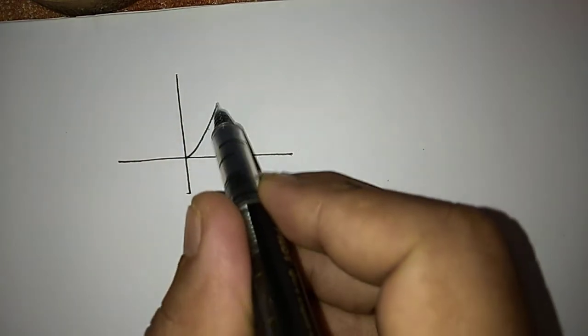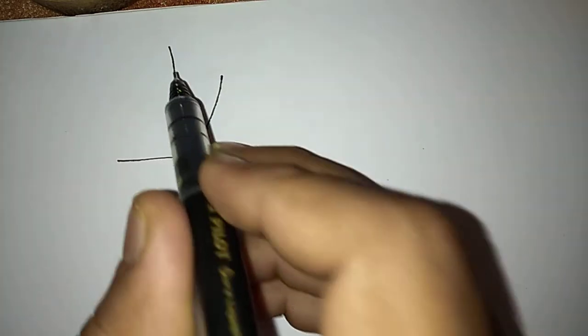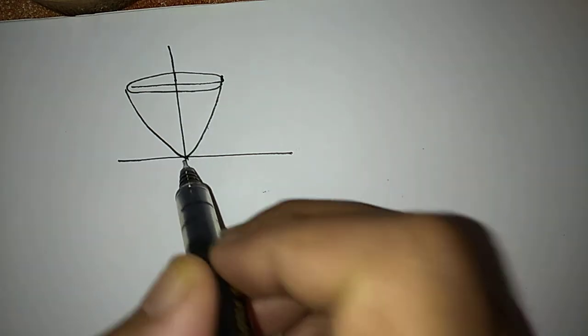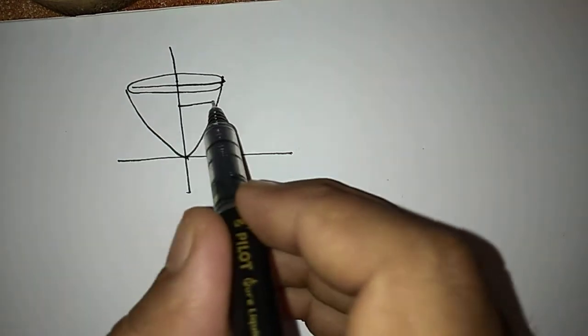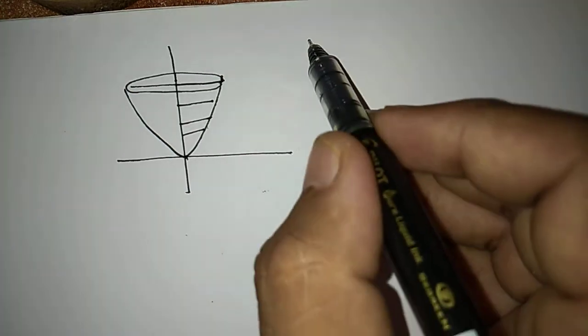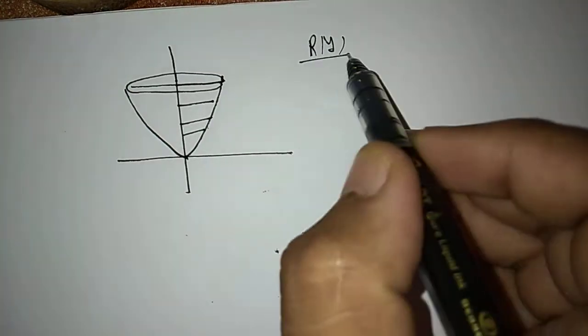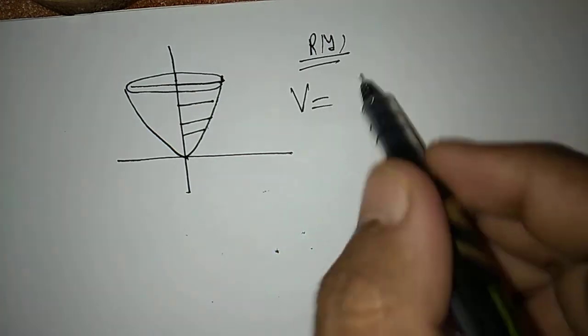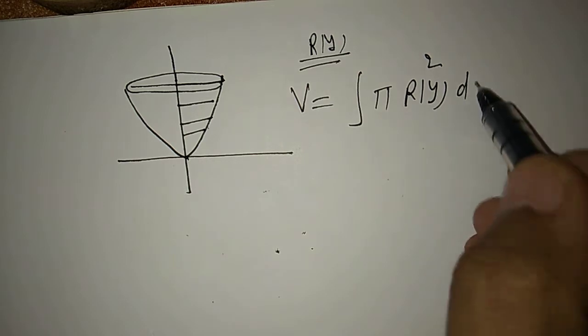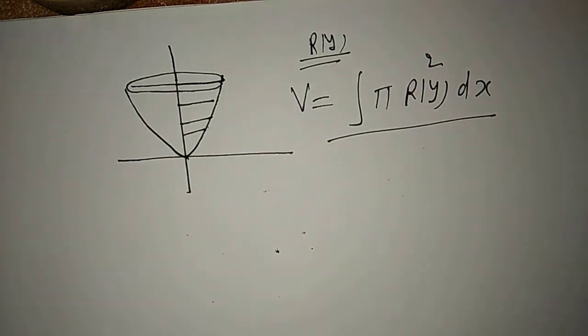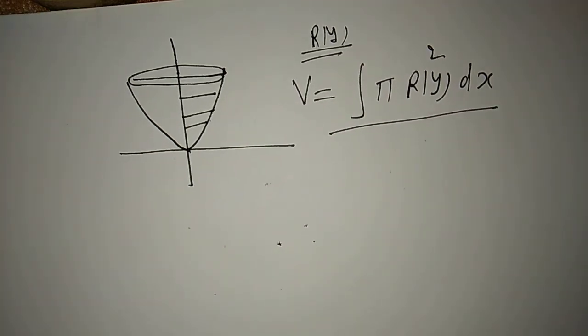Now if you rotate any curve along the y axis, this is the curve, and rotating along the y axis means this is the solid we get. Fine. So here the radius will be a function of y, r(y). The radius will be a function of y. So the formula is V equals the integral of pi r(y) square dy. Fine.